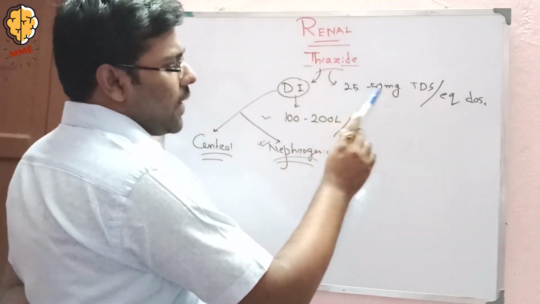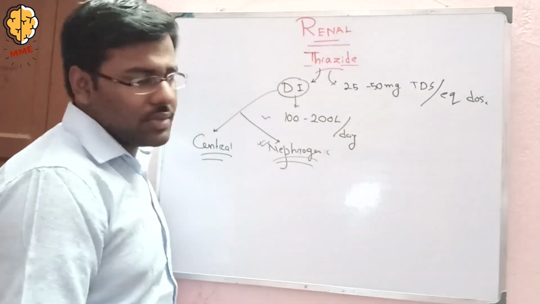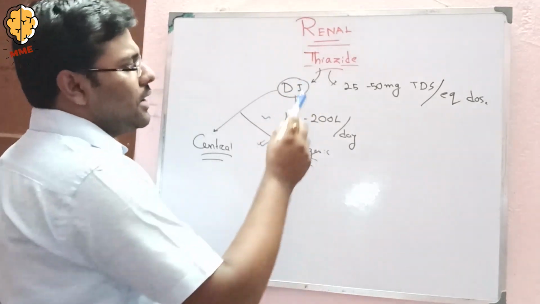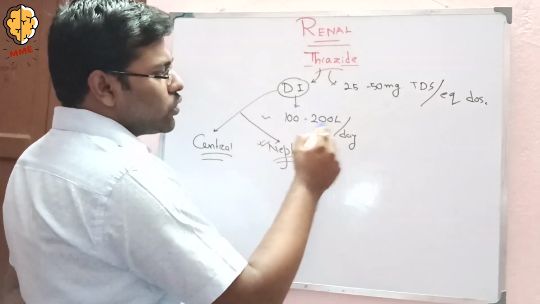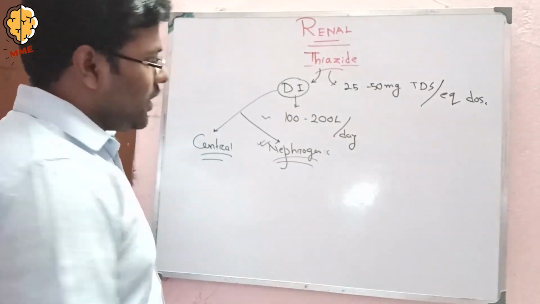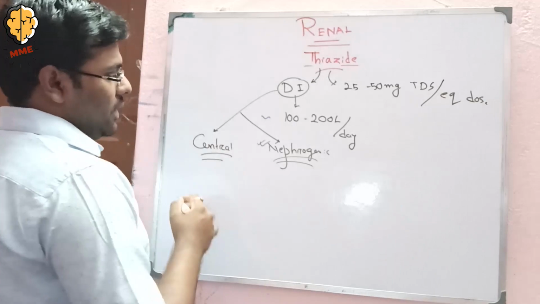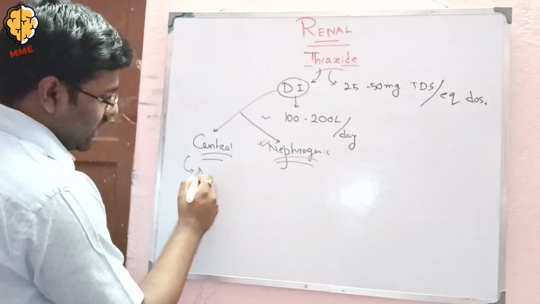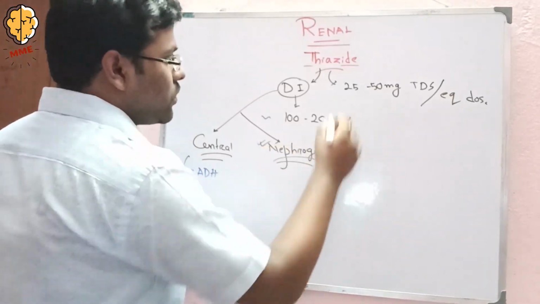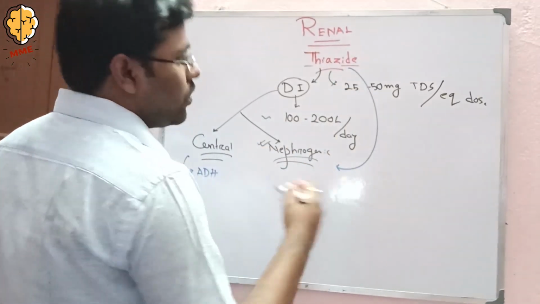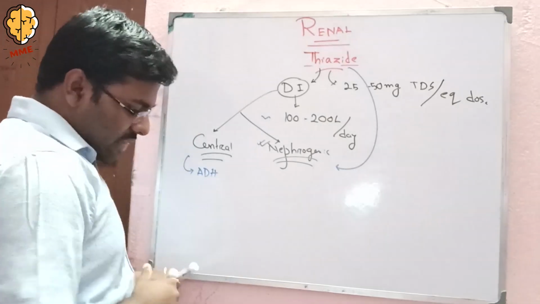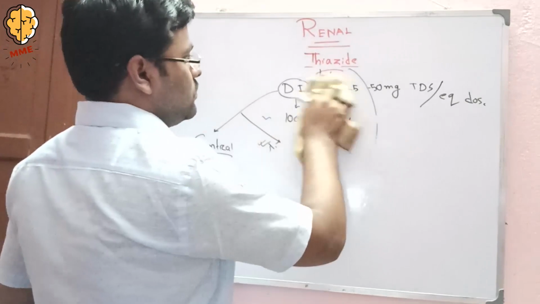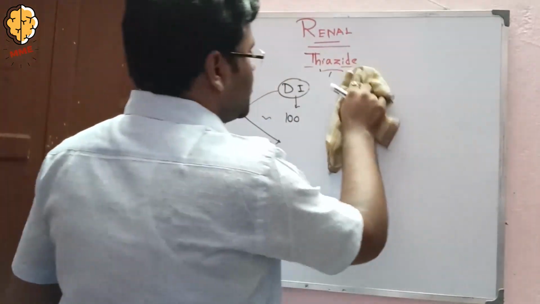Thiazide is used at 25 to 50 milligram TDS or equivalent dose for diabetes insipidus. And what is diabetes insipidus? Diabetes insipidus has 100 to 200 liters of urine output per day. Okay, and diabetes insipidus has two classifications. One is central, one is nephrogenic. And central is caused by ADH. So for the nephrogenic, we can use thiazide for the treatment. Why and how? How does thiazide help us? Okay.